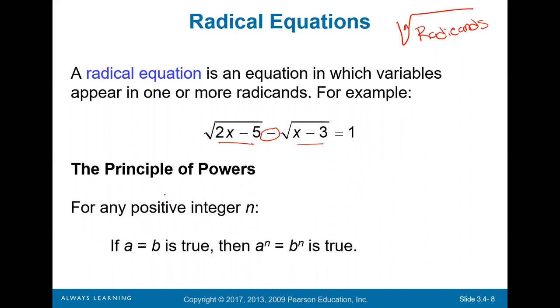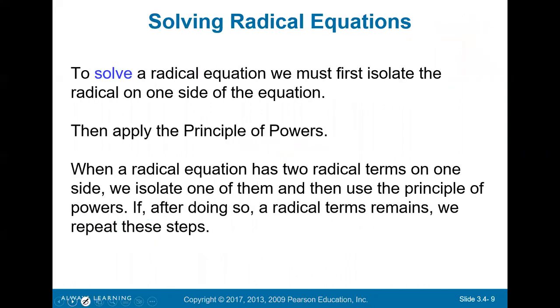Now we're going to have to use the principle of powers. If I have a positive integer n, and a equals b is true, then we know a raised to n is equal to b raised to n is true. This is just a definition here. Let's apply it. To solve a radical equation, we must first isolate the radical on one side of the equation, then apply the principle of powers. When a radical equation has 2 radical terms on one side, we will isolate one of them and then use the principle of powers. If after doing so a radical term remains, we repeat these steps.